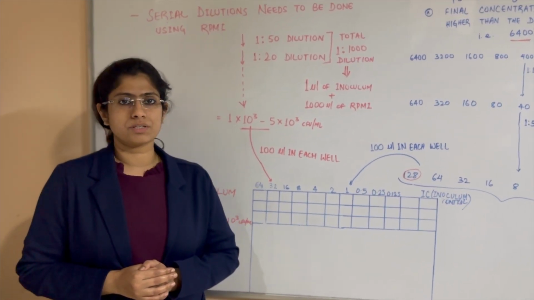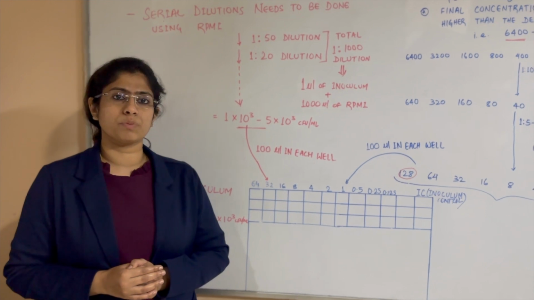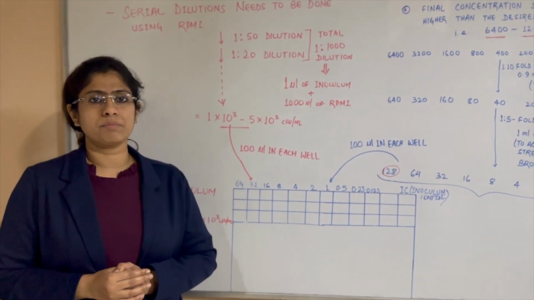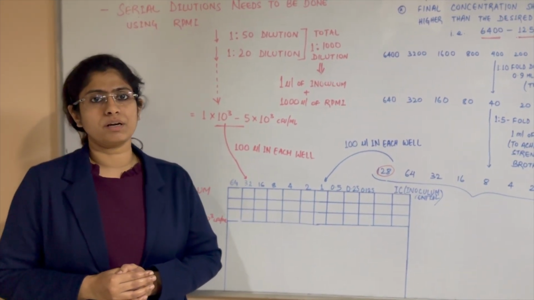Third was in the interpretation of result, which was done by two methods, one manually as per CLSI and another the optical density method as recommended by the EUCAST.